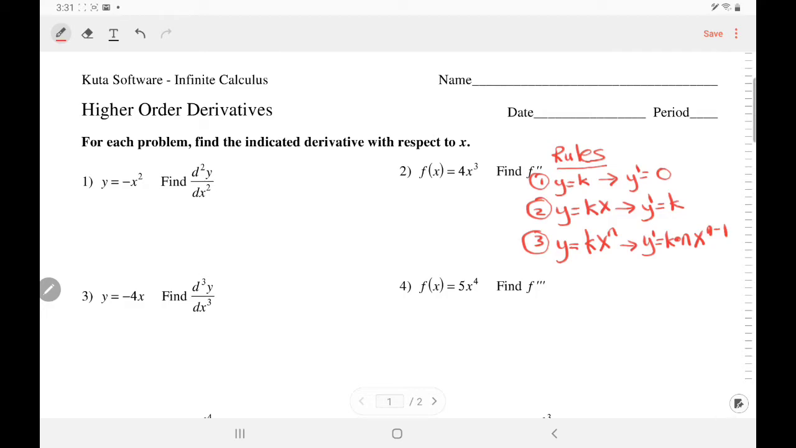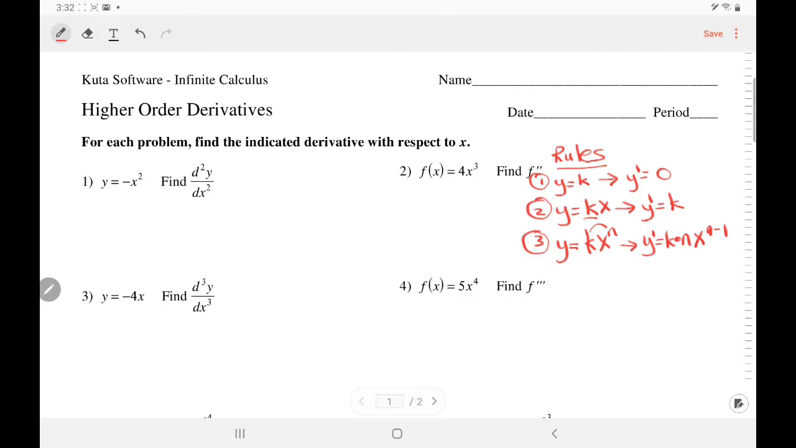First, let's review some rules. Rule number 1. If y is a constant, then its derivative is 0. Number 2. If y is a constant times x, its derivative is just that constant. Rule number 3. If y is a constant times x to some power, then its derivative is that constant times the power x, and then you reduce the power by 1.